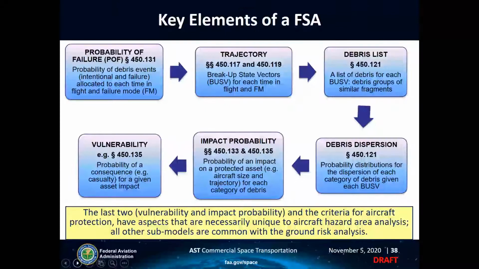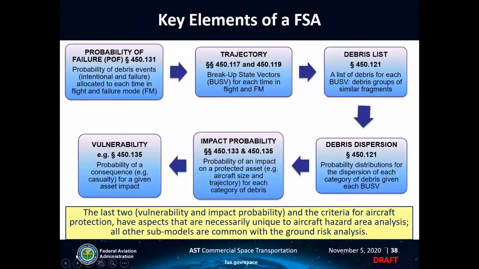So this next slide shows the key elements of a flight safety analysis. It's just what we talked about, but broken down. You can see a little more detail on those component parts. So starting in the upper left, the probability of failure analysis, the requirements in 450-131. Here we quantify the probability of debris events, some of which could be intentional, like jettisoning a stage or a payload fairing. Others could be the result of a failure. And those probabilities have to be allocated to each failure mode and flight time.